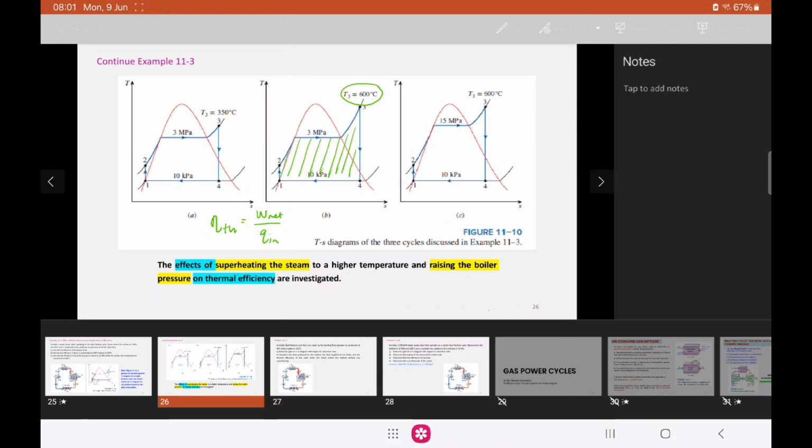Okay, in part C, what we are doing is we are increasing the pressure in the boiler, as well as the temperature of the steam that comes into the turbine. So we are doing two things. So this also results in the increase of the area under the process curve, and the area under the process curve is equal to W net, right? So this will increase our thermal efficiency.